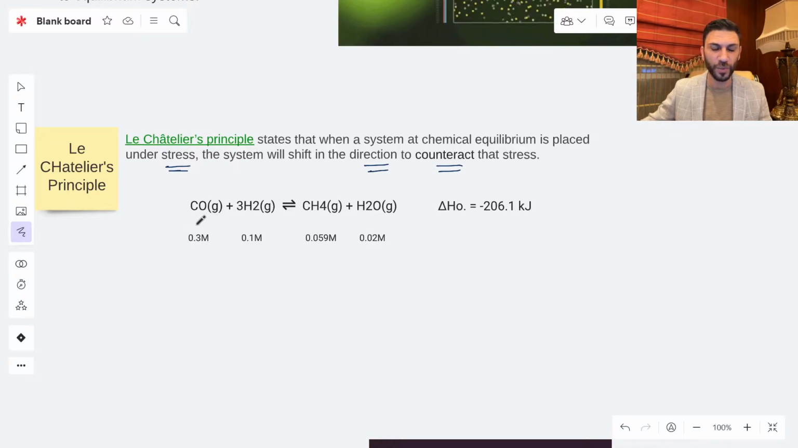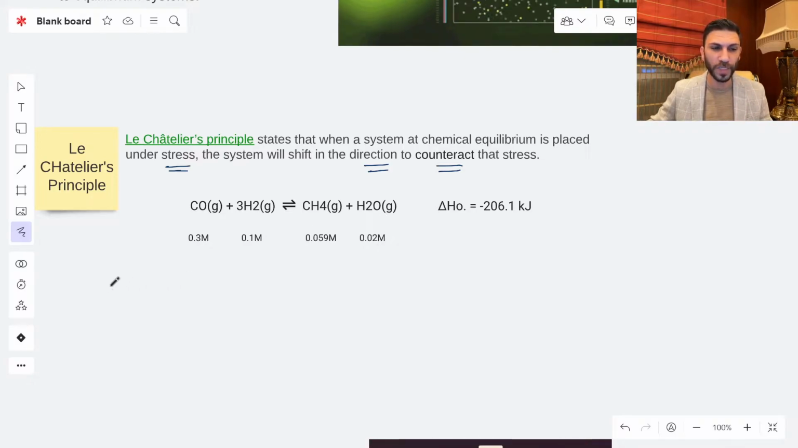Let's take a look at this reaction. CO plus 3H2 in a reversible reaction will give you methane, which is a very important gas, plus H2O. Delta H for this reaction is negative 206.1 kilojoules. That means it's an exothermic reaction. At equilibrium, when we have these concentrations, 0.3, 0.1, only 0.059 molar of CH4 is produced, and we have 0.02 molar of water.